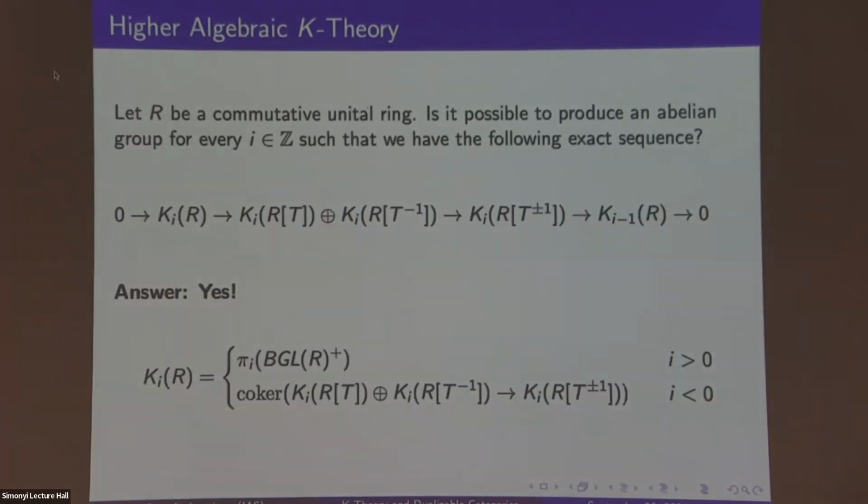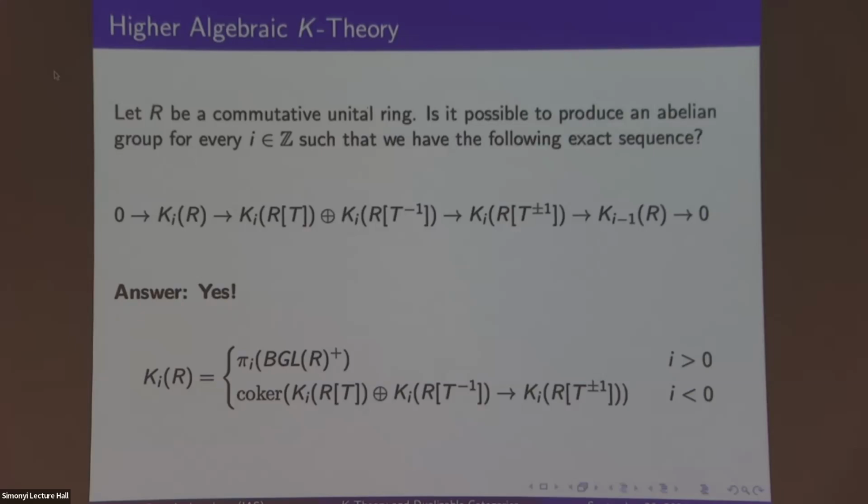Okay, so for the rest of the talk, I'm going to talk only about algebraic K-theory because this is what I do. So now let R be a commutative unital ring, and in the rest of the talk, R is always a commutative unital ring. Is it possible to produce an abelian group for every i? This notation K0 suggests that I want a series of invariants, not just one invariant, such that I have the following non-exact sequence.